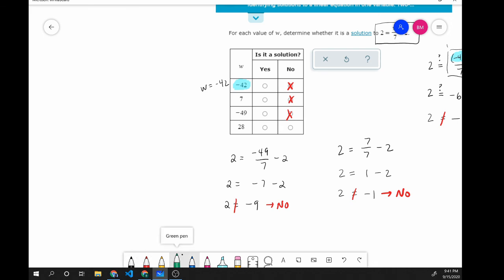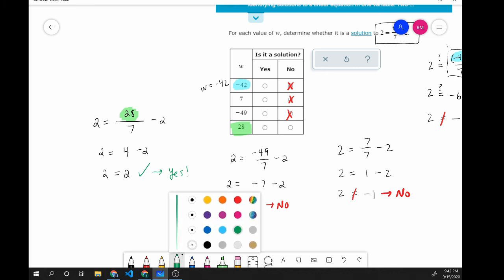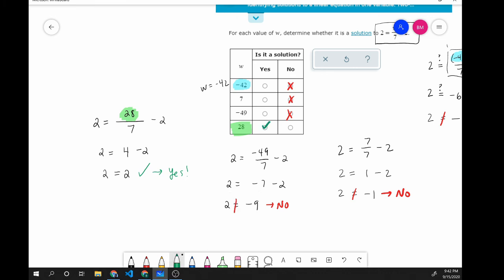We're going to test 28. So we're testing out 28 here. I'm going to say 2 equals 28, which was where w was, divided by 7 minus 2. And that 28 goes right in place of w. 2 is equal to 28 divided by 7 is 4. So 4 minus 2. And so 2 does equal 2. This is a match. Hooray. They are equal. It's good. That means, yes, we have a solution. We can mark off yes.